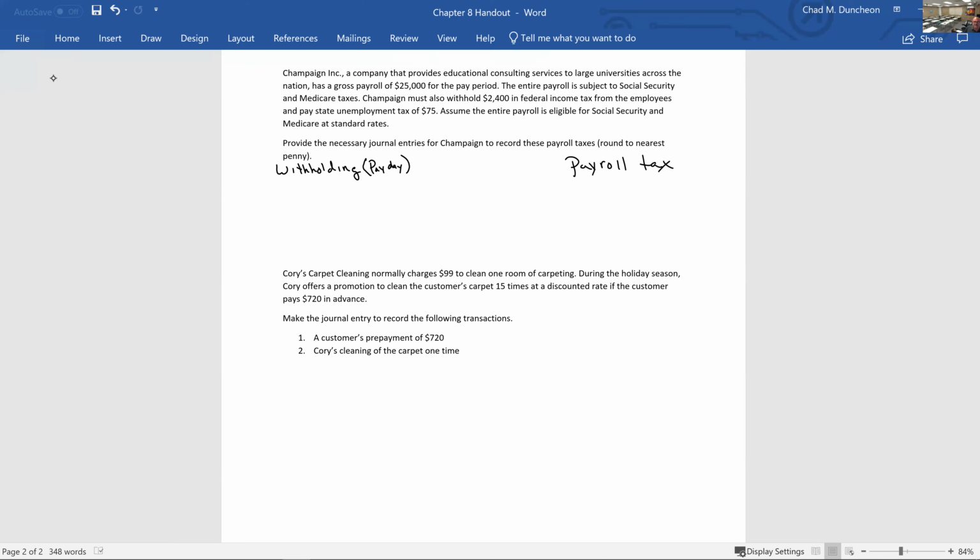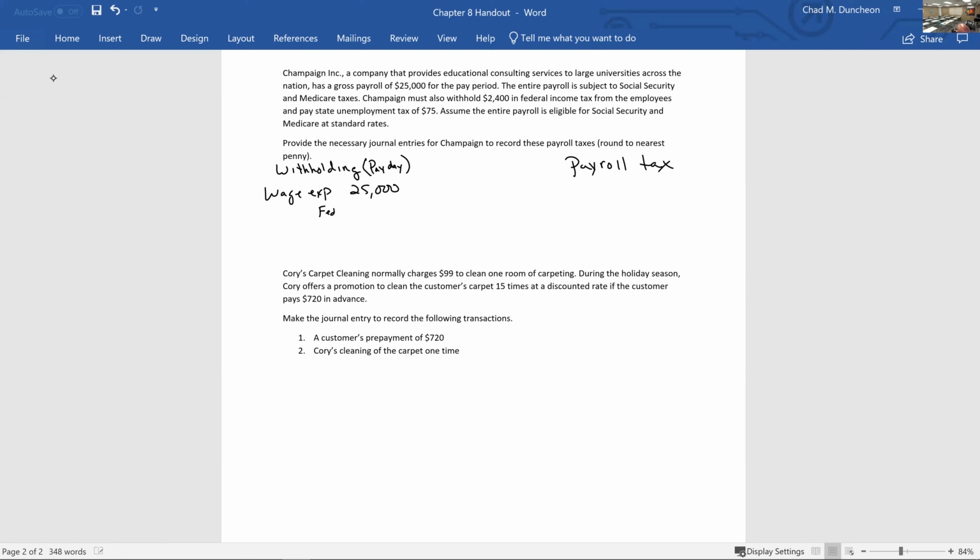Withholding is actually what's going to happen on payday. Okay. So on payday, we have gross payroll of $25,000. So we are going to call that wage expense. Okay. That's what our employees earned, was $25,000. From our employees, we need to withhold federal income tax, state income tax, and then the FICA, the Social Security and the Medicare. Okay. So it says we must withhold federal income tax of $2,400.